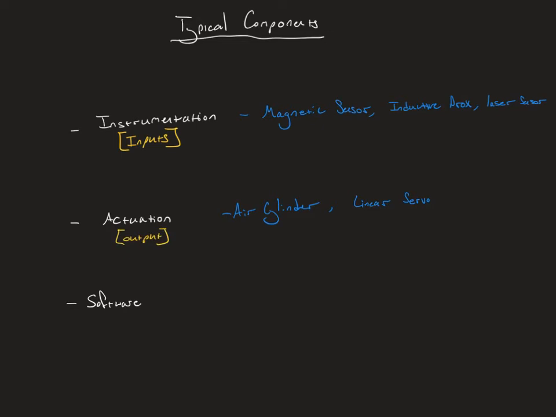Output and input here would refer to things which provide information about the real world. That would be an input, and an output would be something that somehow affects the real world. So, an actuator, like an air cylinder or a linear servo, is going to cause movement at the machine. But even a light that we turn on from the PLC is going to cause something to change about the real world. So, an input is something that gives information to the PLC about the real world, and an output is something that changes the real world.